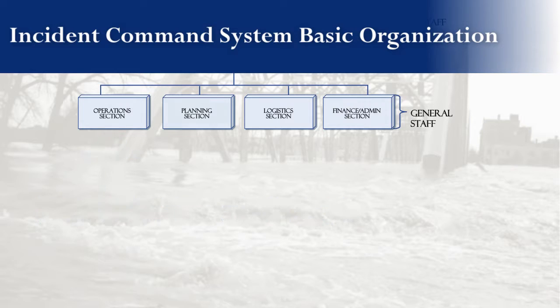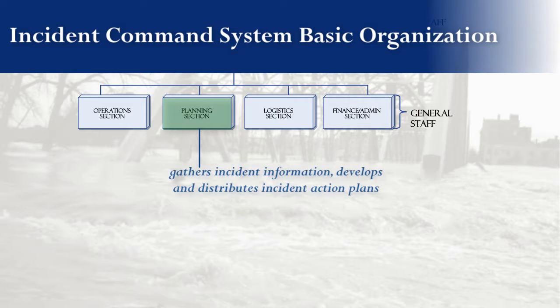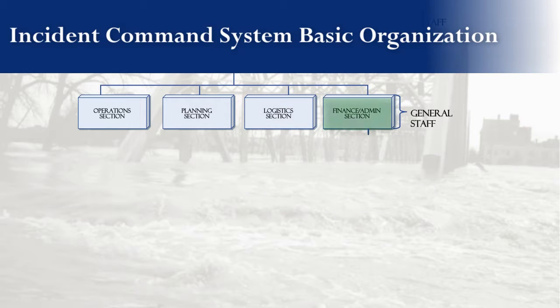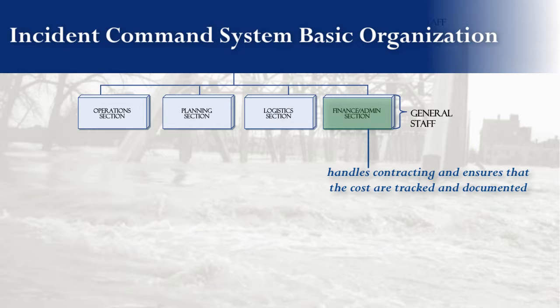The planning and intelligence function gathers incident information and develops and distributes incident action plans. The logistics function processes requests for resources and arranges medical and other support for the responders. Finally, the finance and administration function handles contracting and ensures that the costs are tracked and documented.